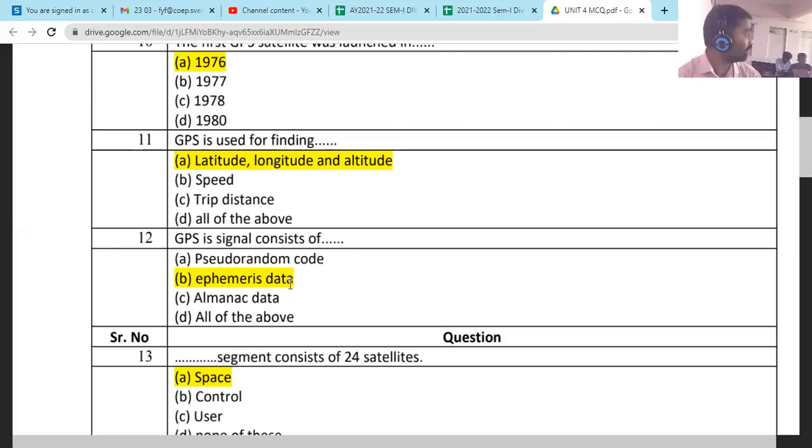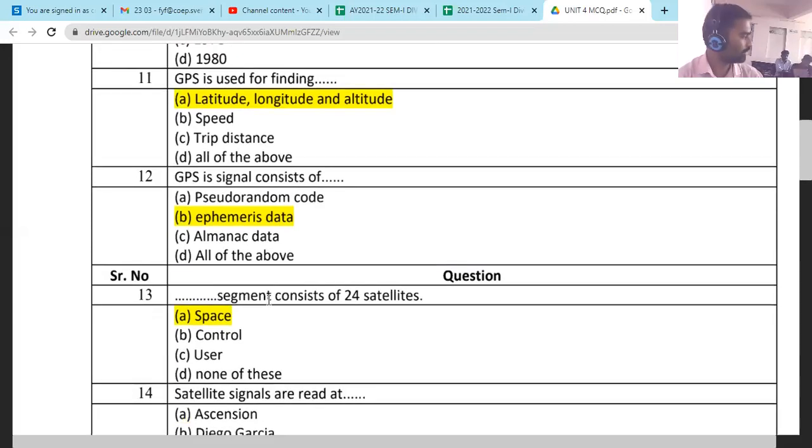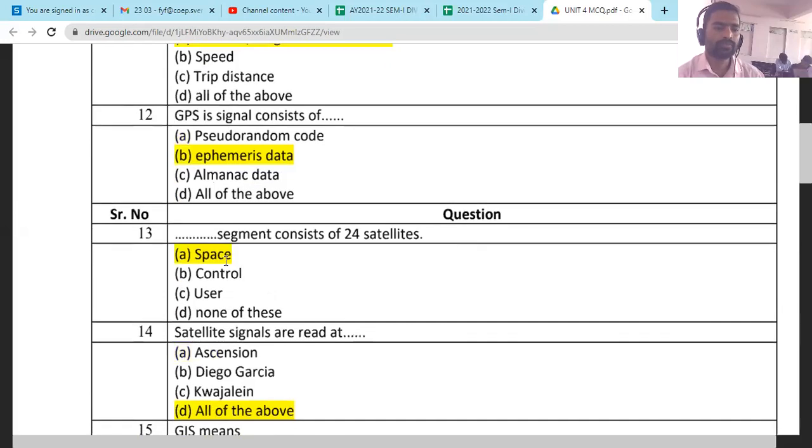Okay, write down in your notebook. It is a signal consist. Even I don't know what this actually is. Write down this one. We should study all this. Pseudo random means what? Ephemeris what? Almanac data is. So remote sensing, GIS and GPS are advanced technologies. Okay, next one.